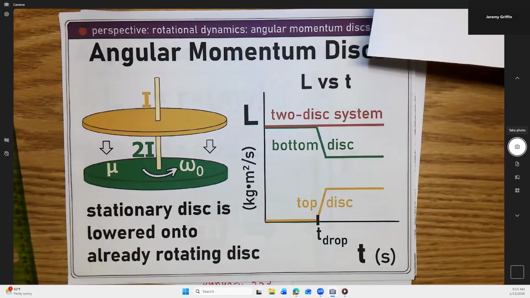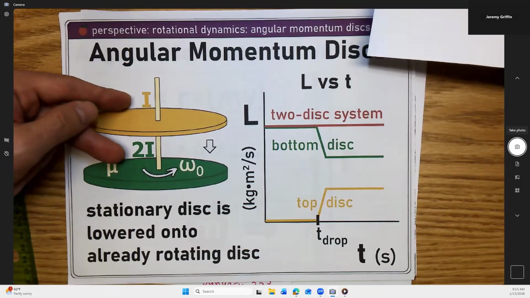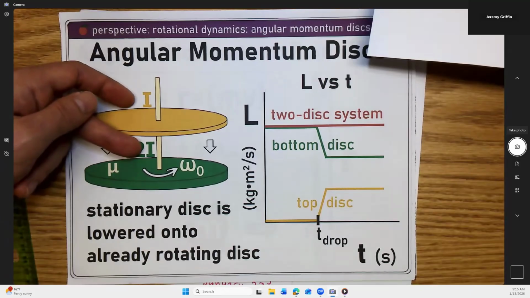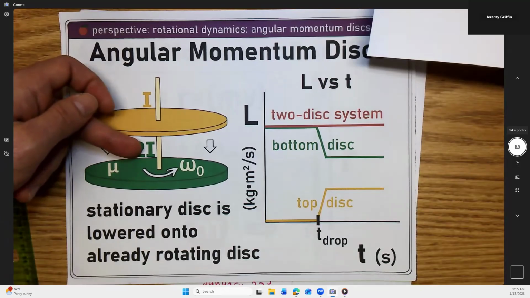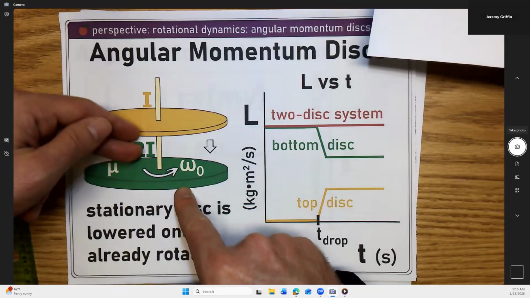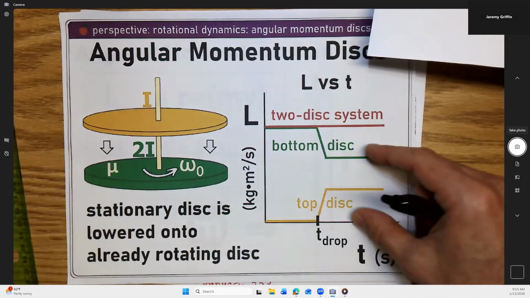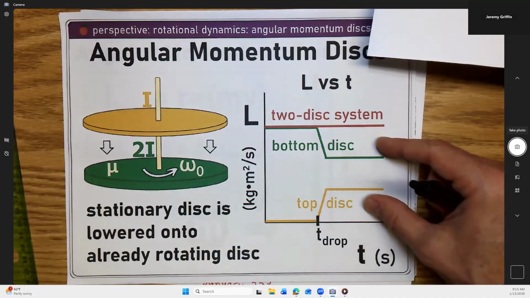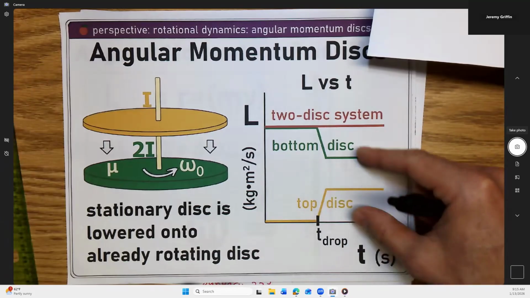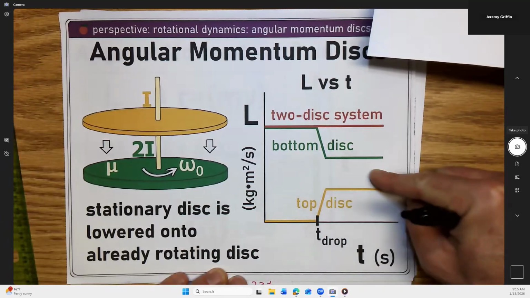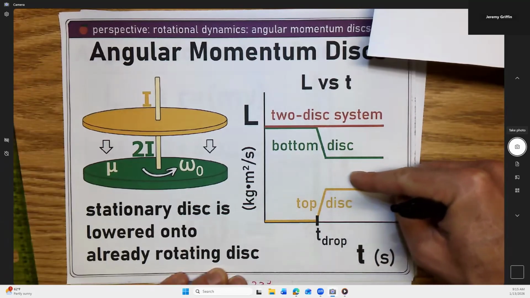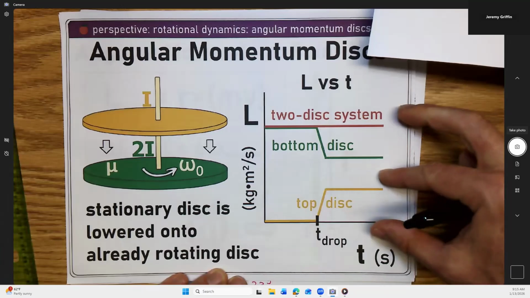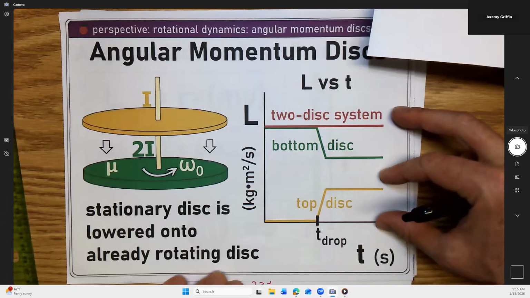Guys, what about this? I can make this a little simpler. What if I did I and I? What if these two disks were identical to each other? Otherwise, same scenario: the green one's spinning, the gold one lands on it. How would this graph be different? How would it end differently? These would end the same, wouldn't they? The green and gold would be just halfway up the red.